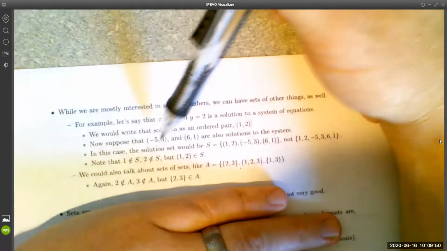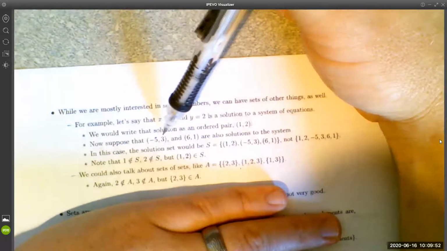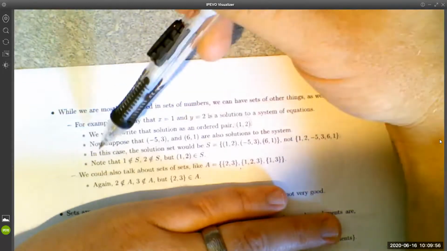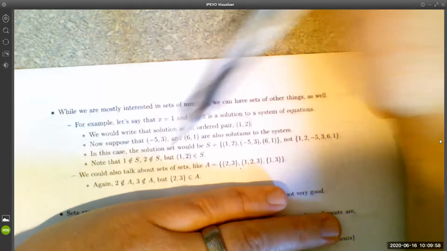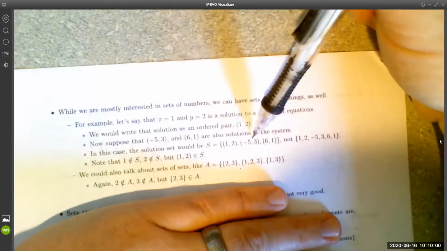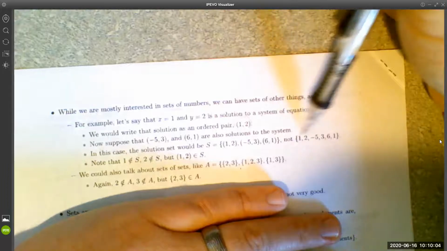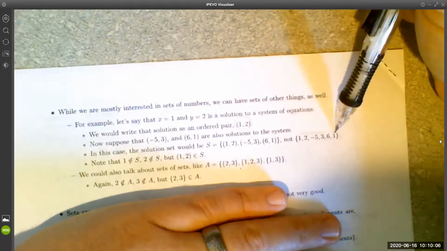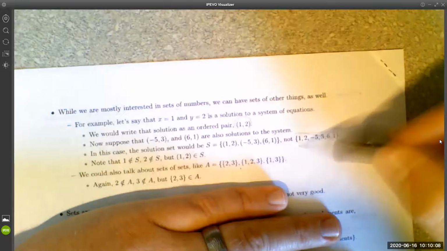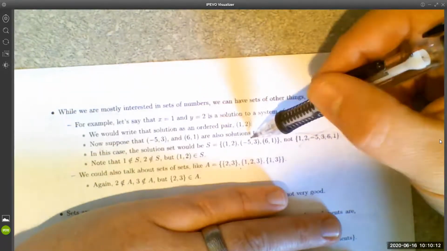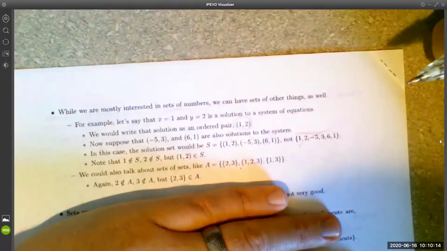Now suppose that (-5, 3) and (6, 1) are also solutions to the system. In that case, the solution set to the system would be the set made up of 3 ordered pairs, right? So it's not the individual numbers that make up the ordered pairs. That's not the solution set. The solution set is a set of ordered pairs. There are 3 solutions in this solution set, okay?